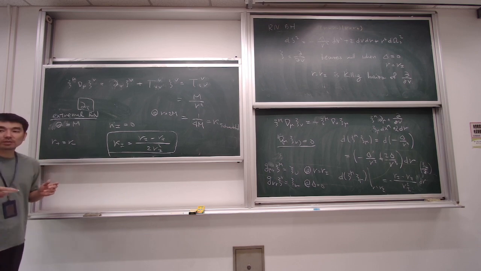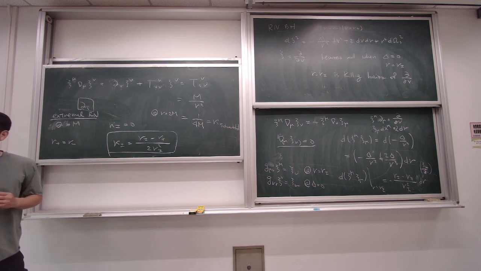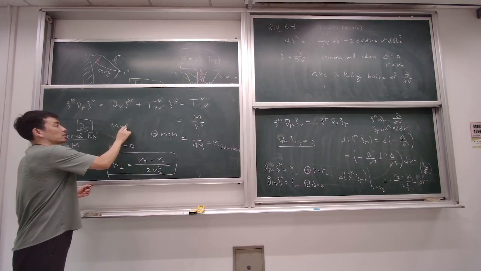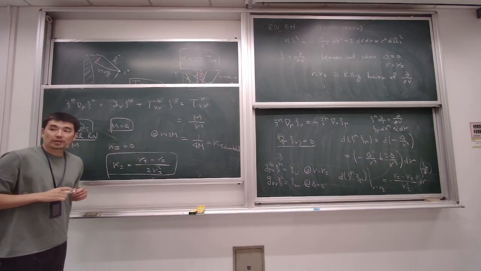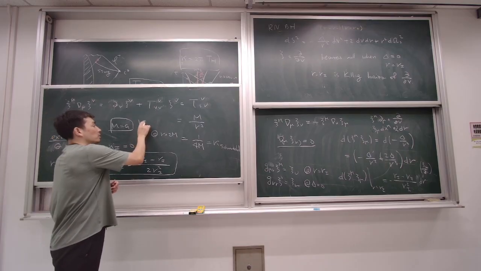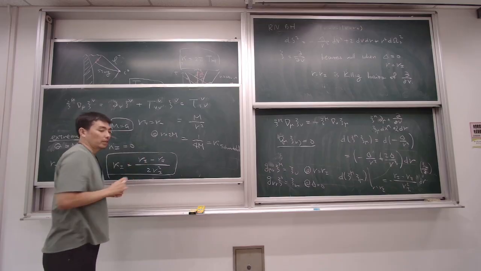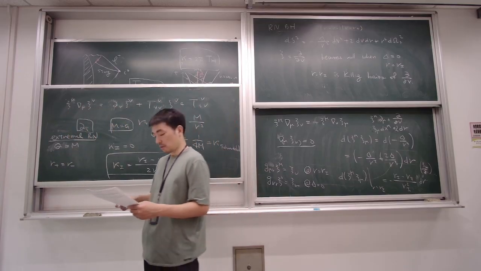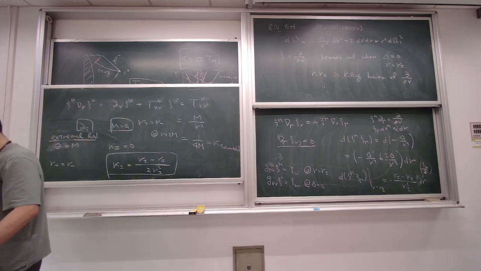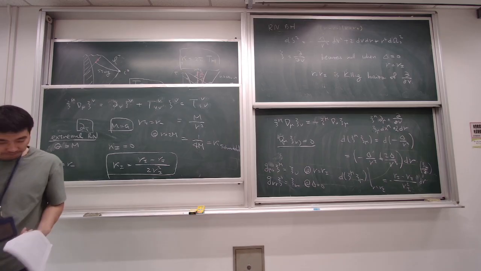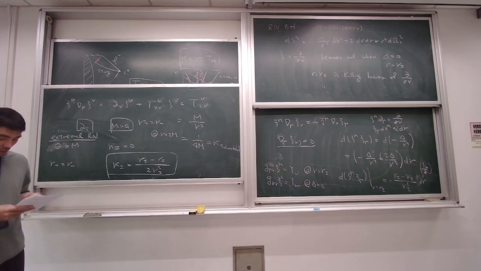The same thing happens even for the Kerr black hole. For the Kerr black hole, the case M equal to a is the extreme case. In that case, r plus coincides with r minus. In that case, the surface gravity becomes 0. So therefore, the Hawking temperature is 0. Okay. That's the case.